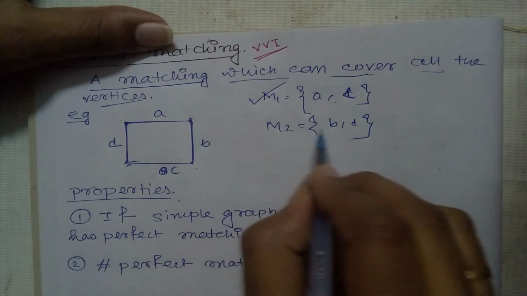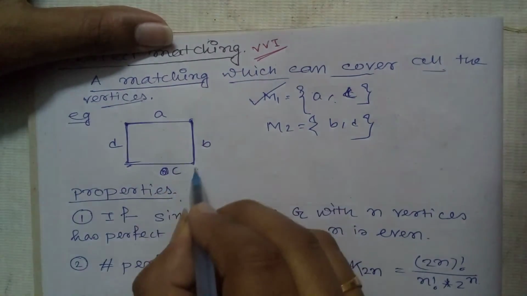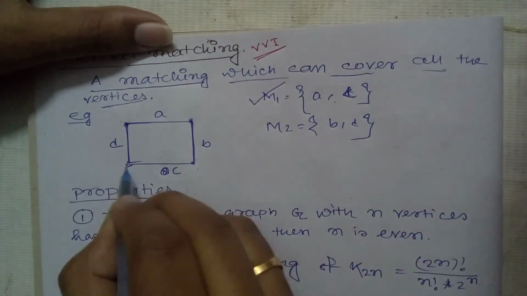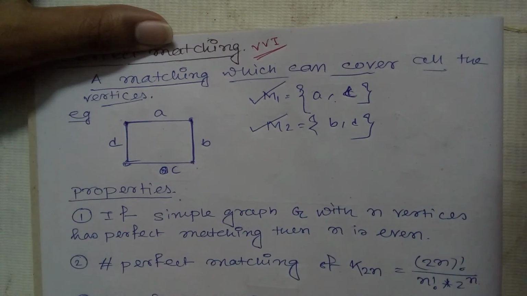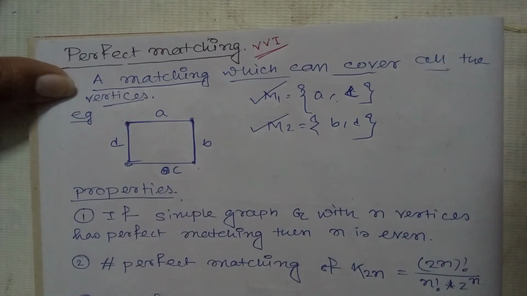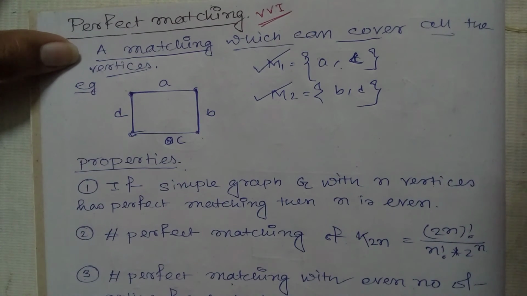Okay, now M2 contains B and D. B covers these two vertices and D covers these two vertices, so this is also a perfect matching. So M1 and M2 are the perfect matchings for this graph. Okay, so let's see some properties of perfect matching.